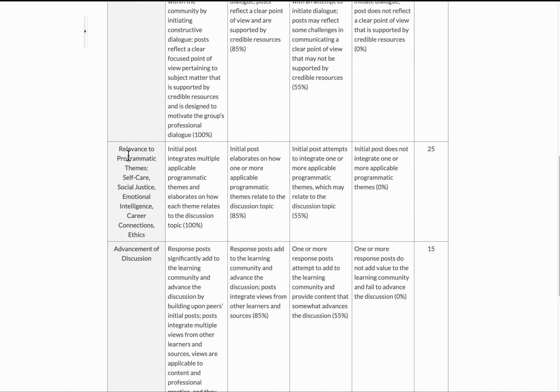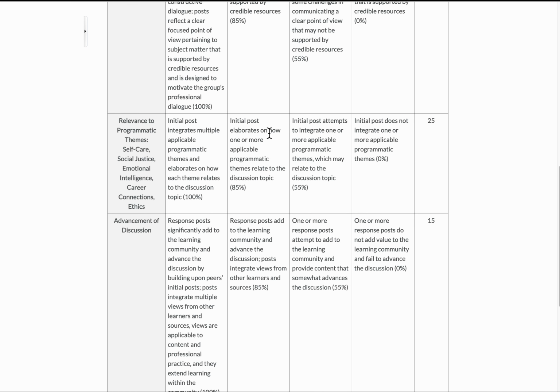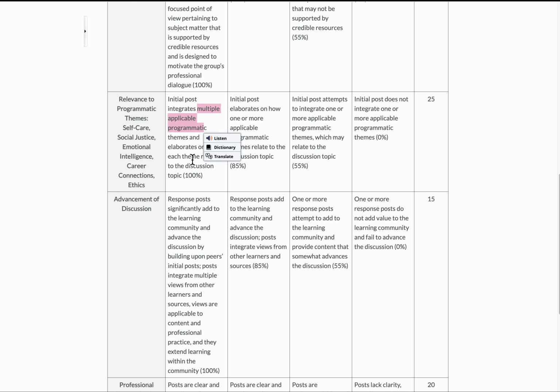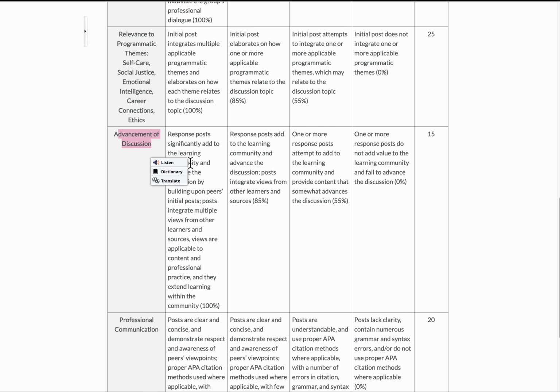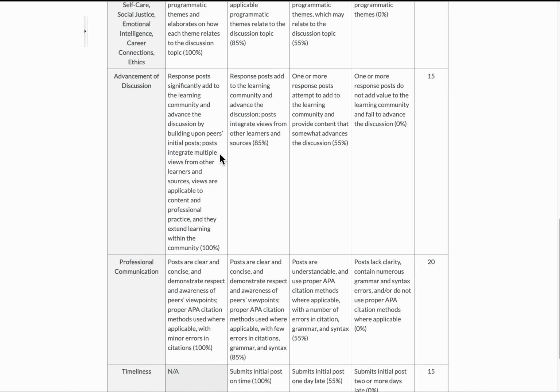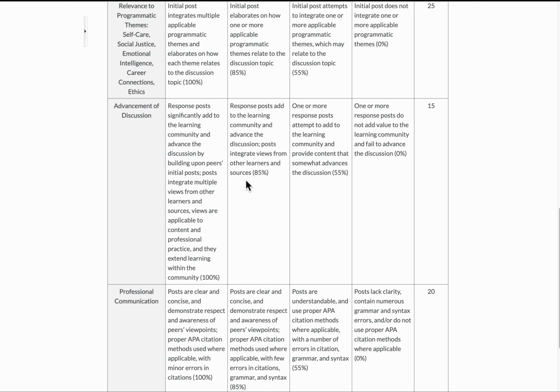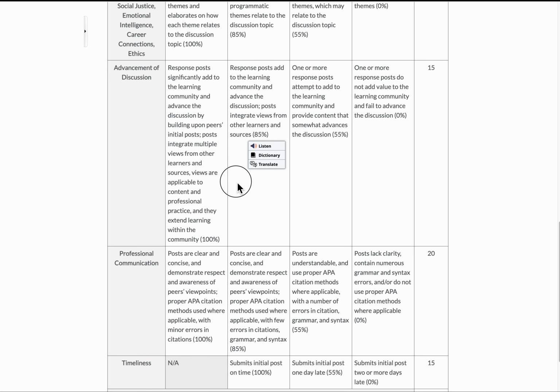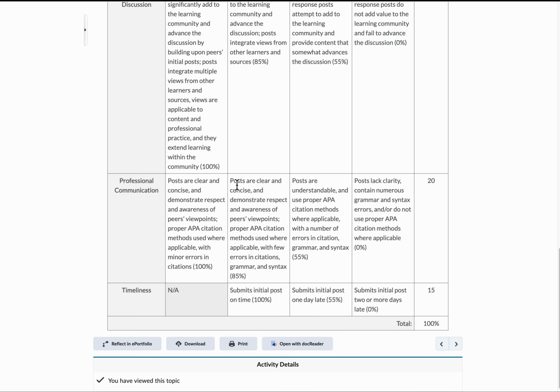And then for relevance to the programmatic themes, just note that this says elaborates on how one of the themes relates, and here you have to do multiple themes, so just make sure that you're including 2 or more. For advancement of discussion, just note that you want to be integrating views from other learners and sources. I think that the text is the easiest thing to use here. Just add anything from the book and say Harper 2024. But this doesn't say that it has to be a credible source. So this can be any source on the internet or even your fellow students or myself.